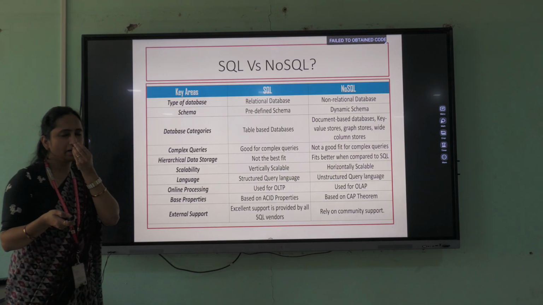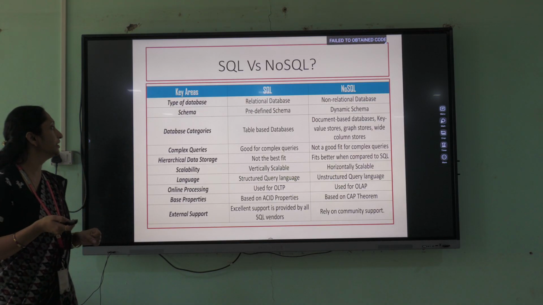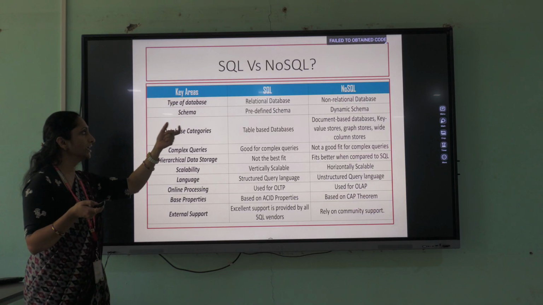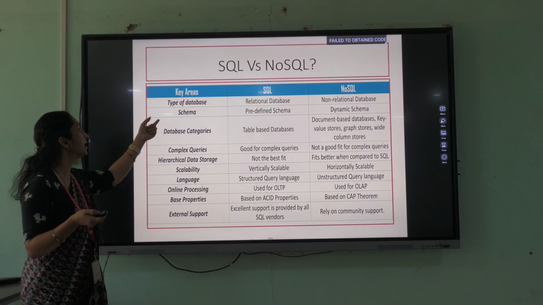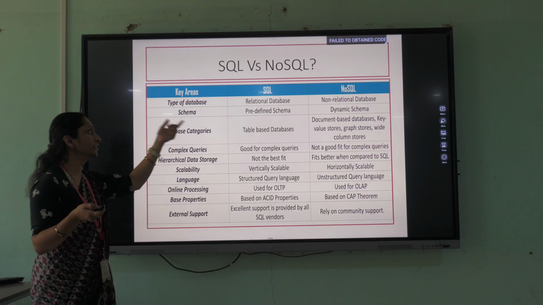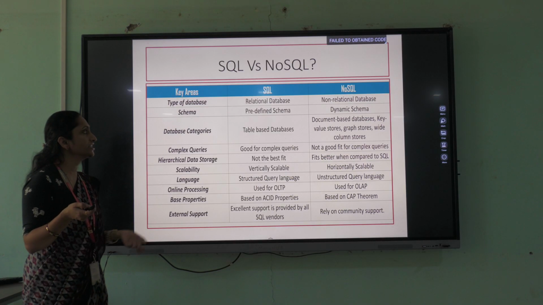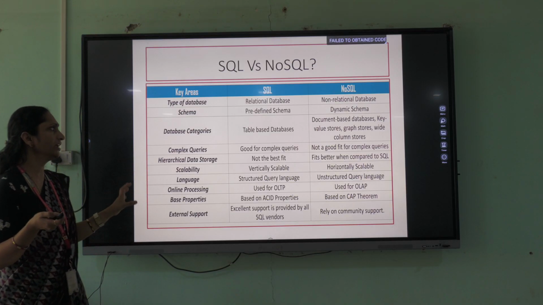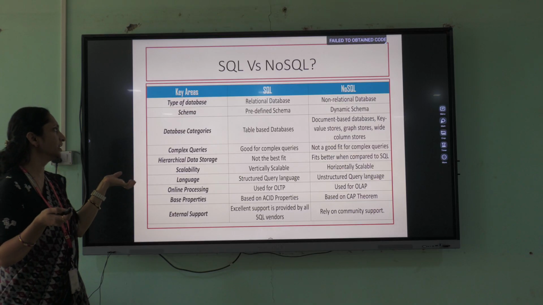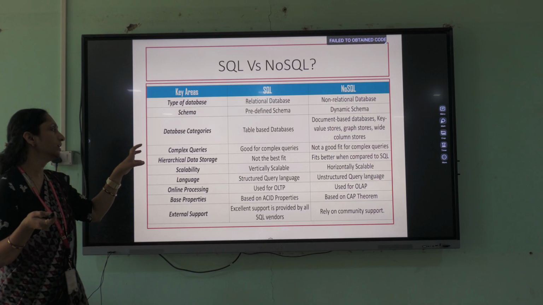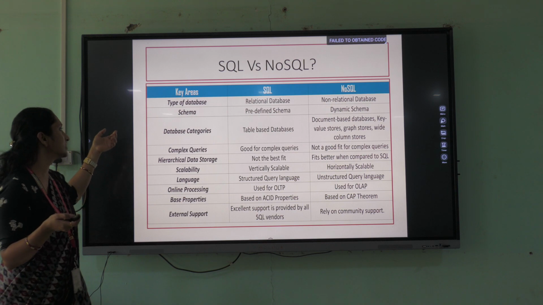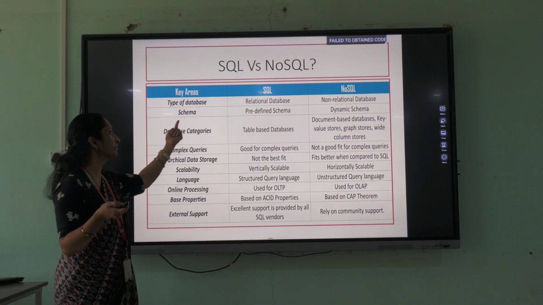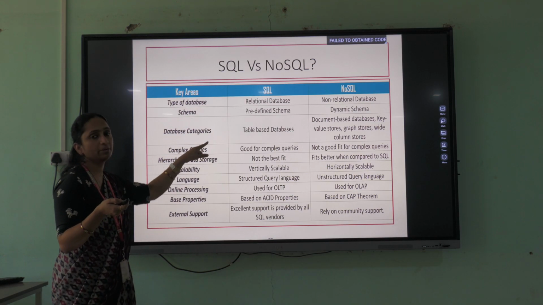So these are some differences between SQL and NoSQL. Coming to the key areas, you will see how SQL and NoSQL vary. The type of data in SQL is a relational database, in NoSQL a non-relational database. That means we are having not only relational, but we will take some other language for taking structured, unstructured and semi-structured data. And what schema are we going to use in SQL? A predefined schema you must use.